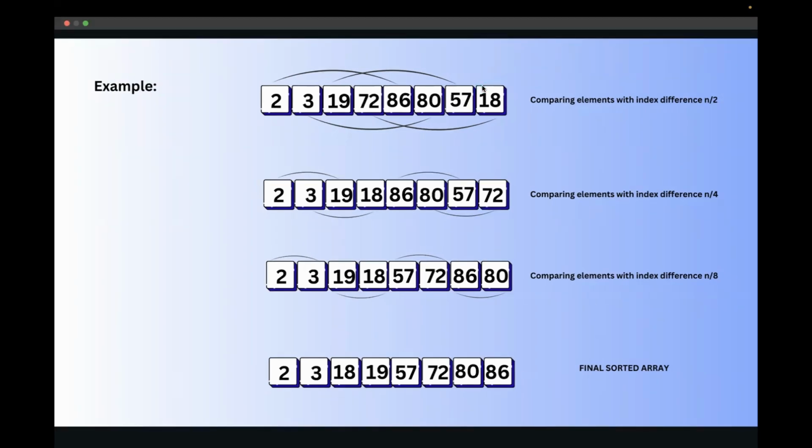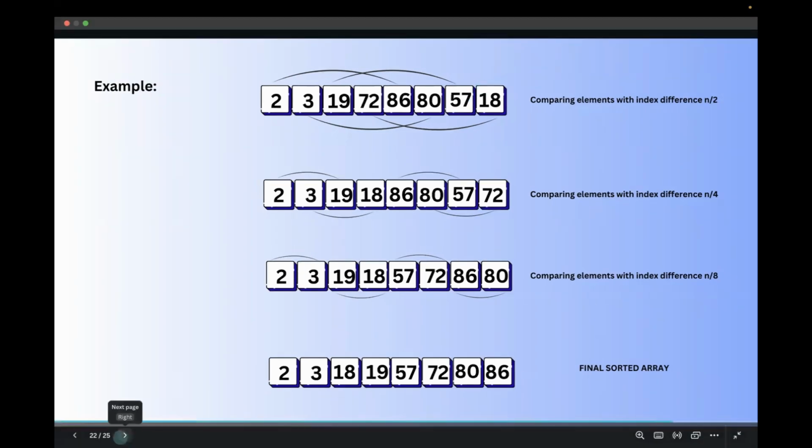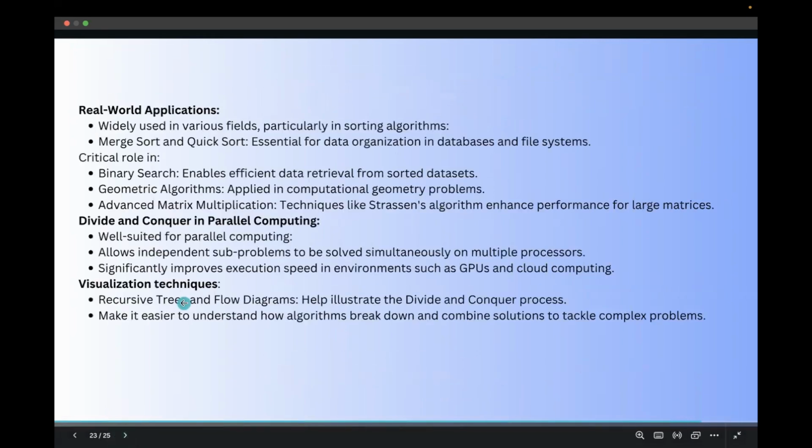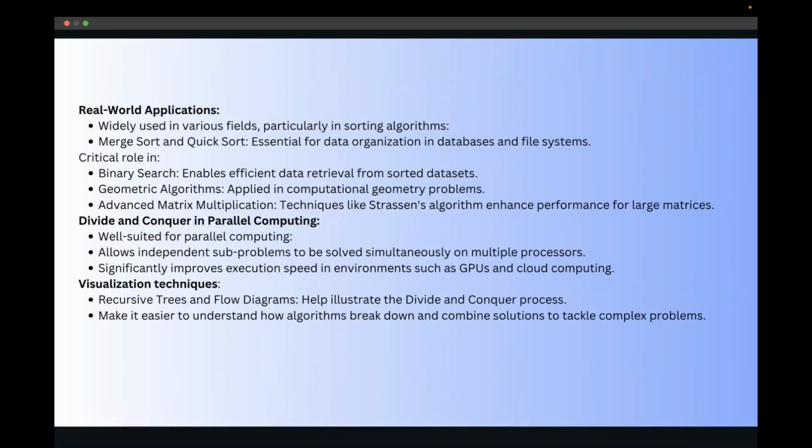Let's take a closer look at the real world applications of divide and conquer. This approach is widely used across various fields, particularly in sorting algorithms like merge sort and quicksort. These algorithms are essential for organizing data effectively in databases and file systems. Additionally, divide and conquer plays a critical role in binary search, which enables efficient retrieval of data from sorted data sets. It is also utilized in geometric algorithms where it addresses complex problems in computational geometry. Another notable application is in advanced matrix multiplication, such as Strassen's algorithm, which enhances performance when handling large matrices.